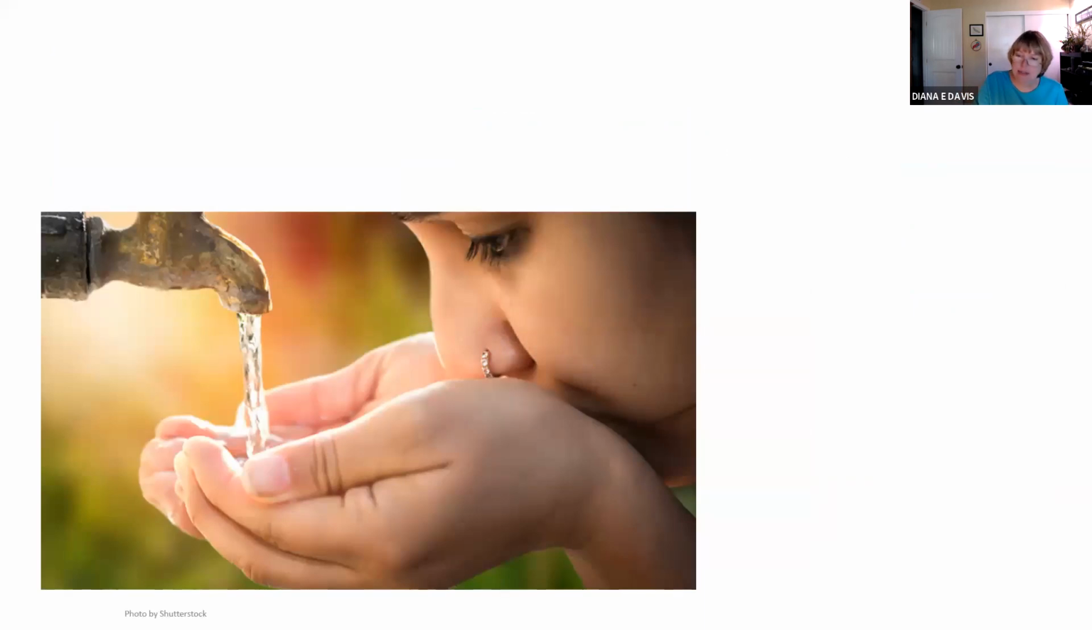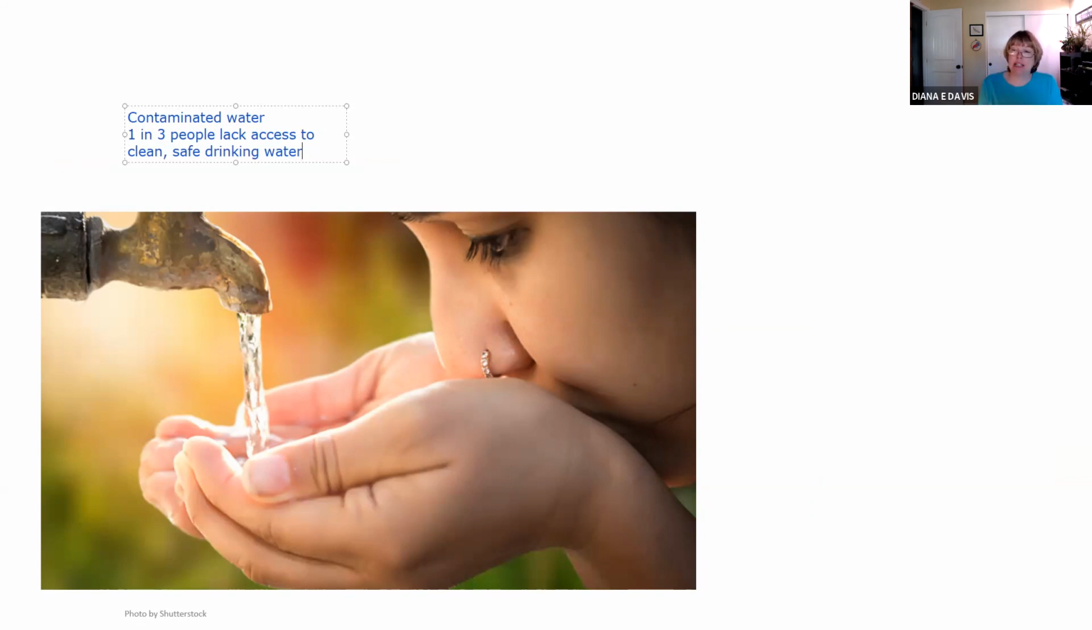Another place where diseases can be spread is with contaminated water. Approximately 1 in 3 people worldwide lack access to clean, safe drinking water. In the US, most places have clean, safe drinking water.